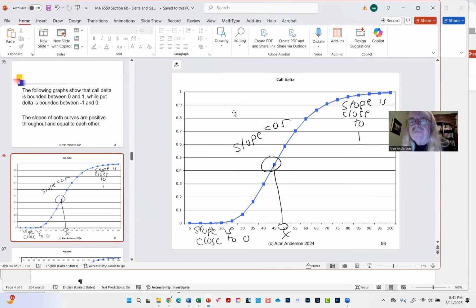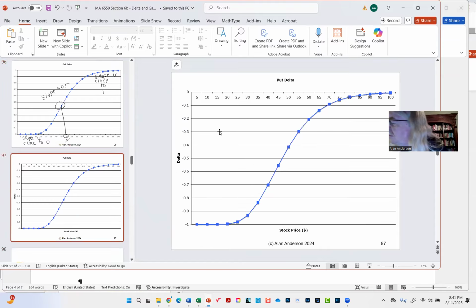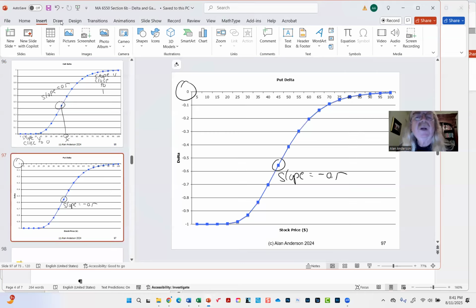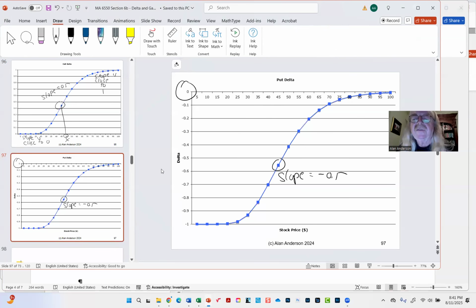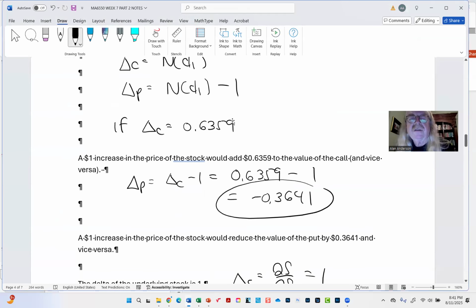Now, here's an interesting result. The put delta looks like this. They have the same shape. What's different is the signs. If you notice here, here's zero. These are all negatives. Actually, I'm sorry, the slope is 0.5 there, but the delta is negative. So now you can see why this is happening, because the two of them are only different by a constant.